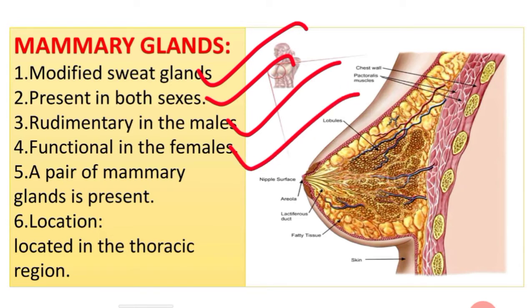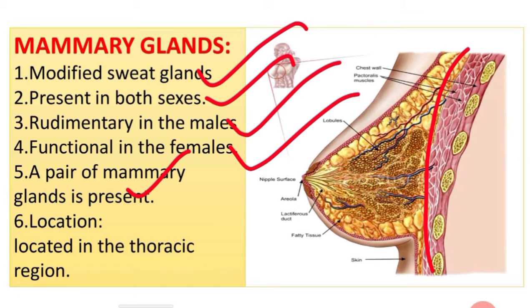In females, these remain undeveloped till puberty. At puberty, they start developing under the influence of estrogen and progesterone hormones. Estrogen and progesterone are female sex hormones, right? A pair of mammary glands are present. Location: the thoracic region. This is the thoracic region.